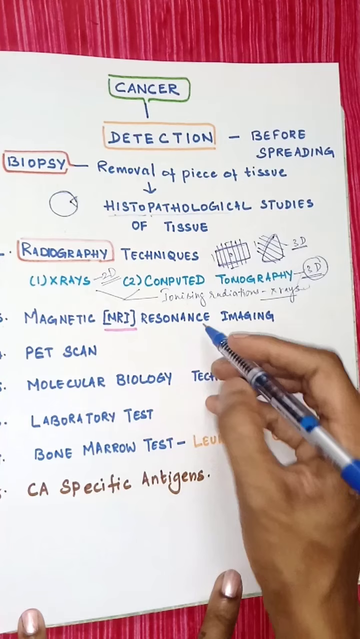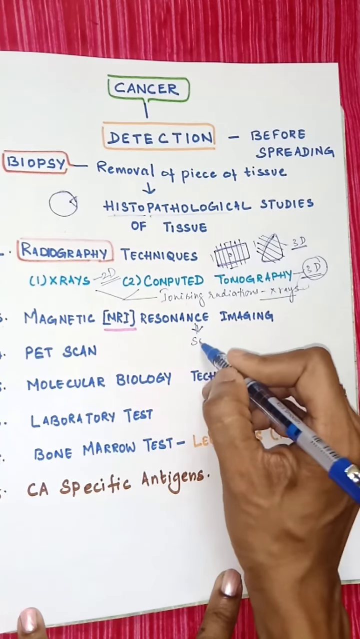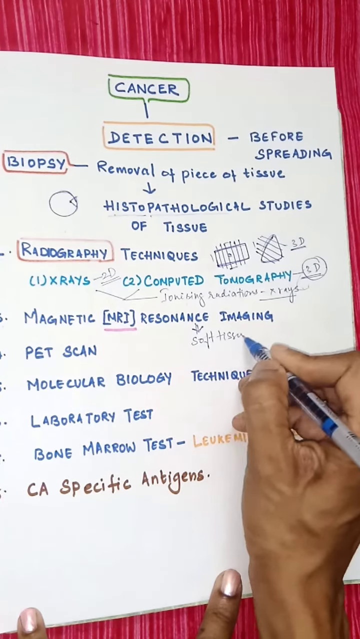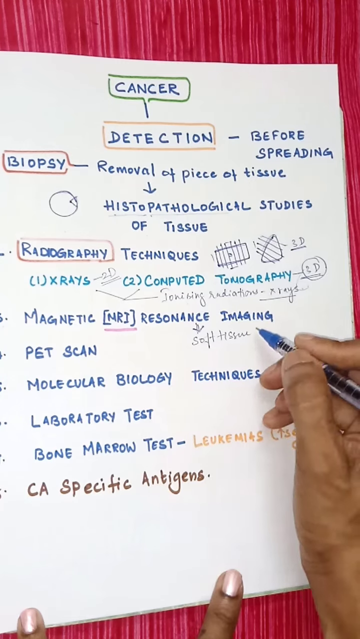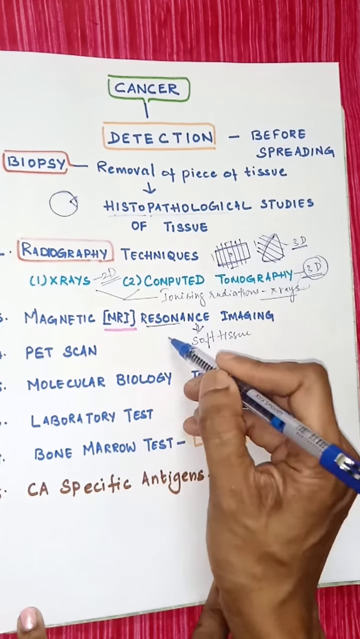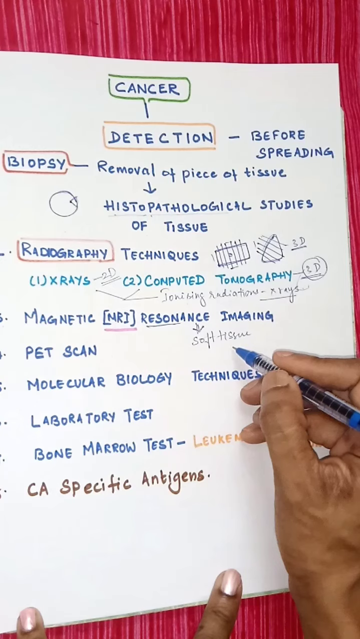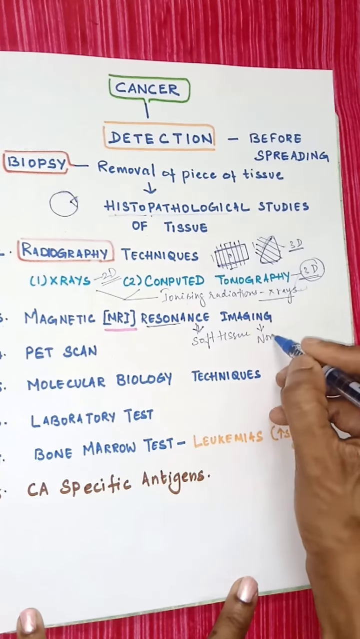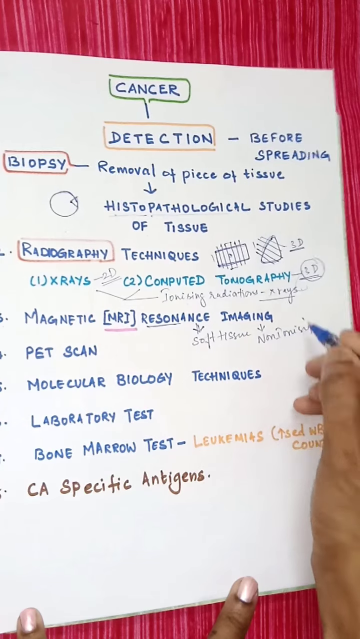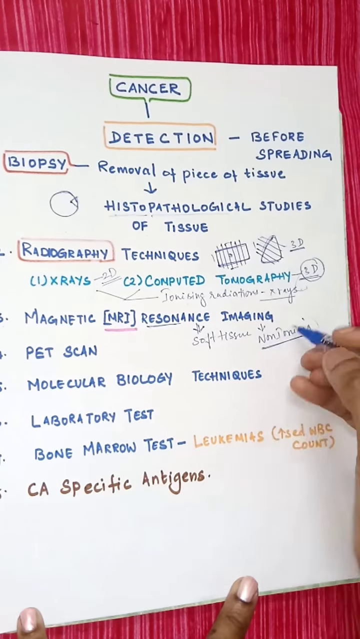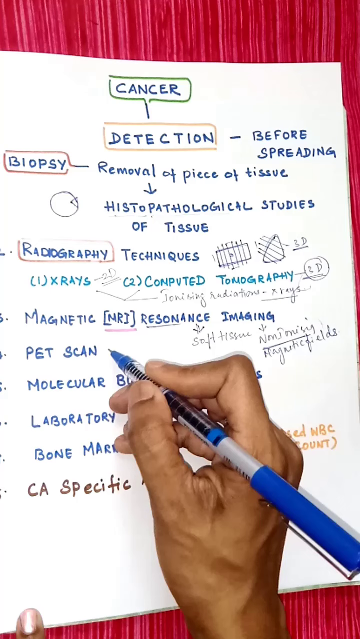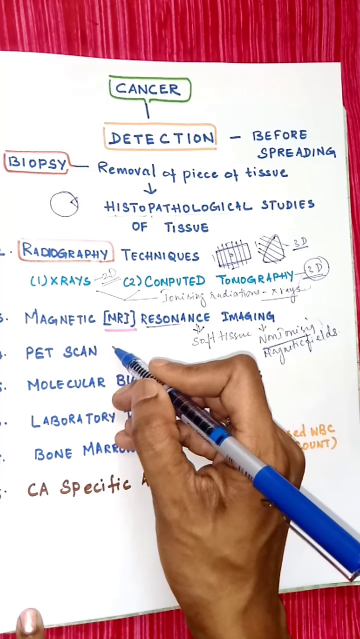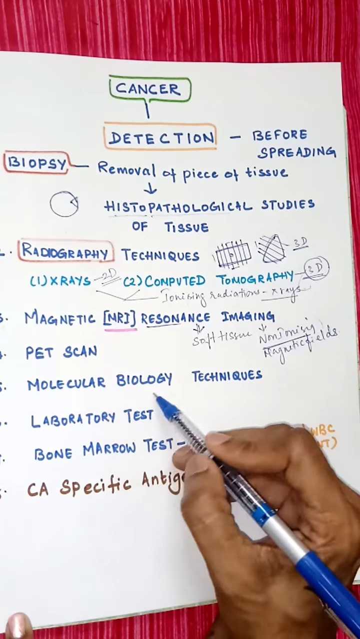Next is magnetic resonance imaging. This is very useful in detection of soft tissue diseases. If it is a brain cancer, then magnetic resonance imaging will be more helpful than computer tomography. This one produces a very detailed image of the tissues. This one uses non-ionizing radiation. It uses strong magnetic fields. Then positron emission tomography. And next one is the molecular biology techniques.